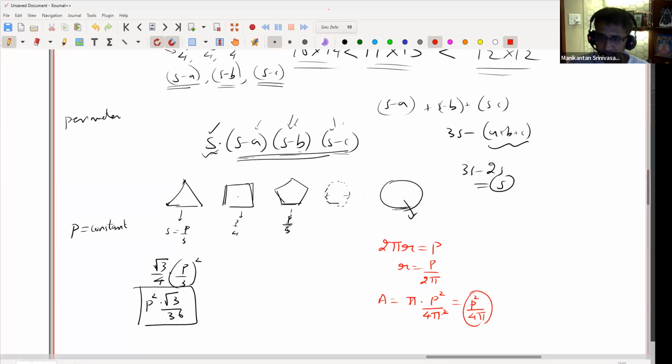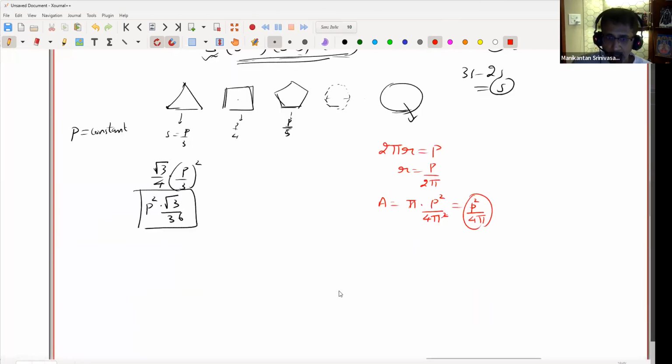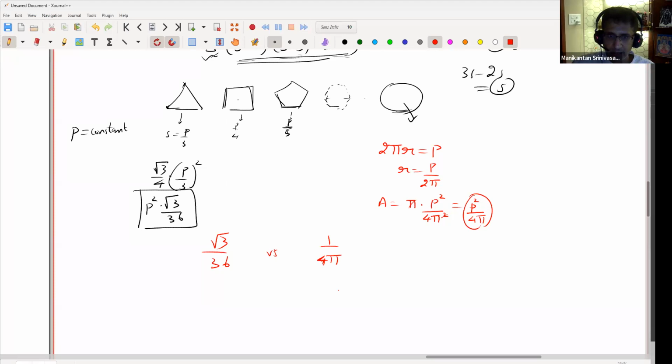So for the comparison right now, P squared is anyway common, right? The comparison is root 3 upon 36 on one hand versus 1 upon 4 pi on the other hand, right? So we can either take a calculator and just compare, or you can just compare. This is 9, right? So let's cross multiply. If I multiply both sides by 9 pi, it's comparing pi root 3 versus 9. So this is the triangle equivalent and this is the circle equivalent. I'm comparing two numbers. I'm not saying which is higher.